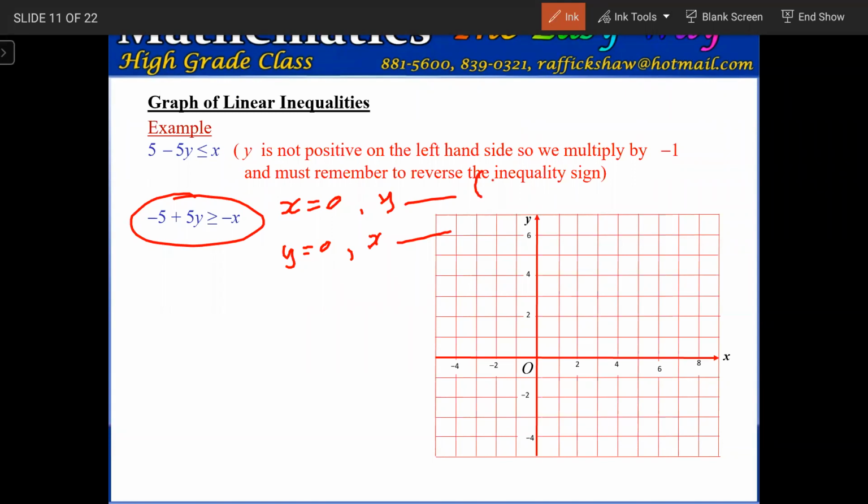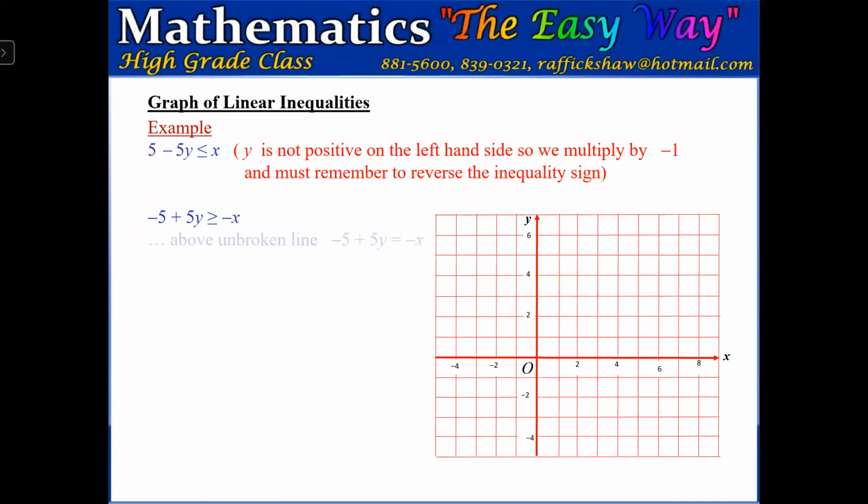Good? And then the first point is going to give you a point with x equal to 0, and this second one is going to give you a point with y equal to 0. It's a good way to get points on an equation like that. Let me show you. See it here now. First thing we know, we want above, unbroken or solid, because the equal is there. And the line we join is like the same inequality, but put an equal.